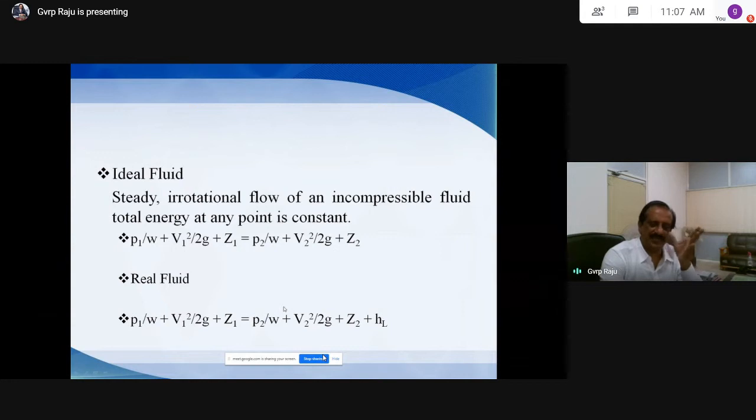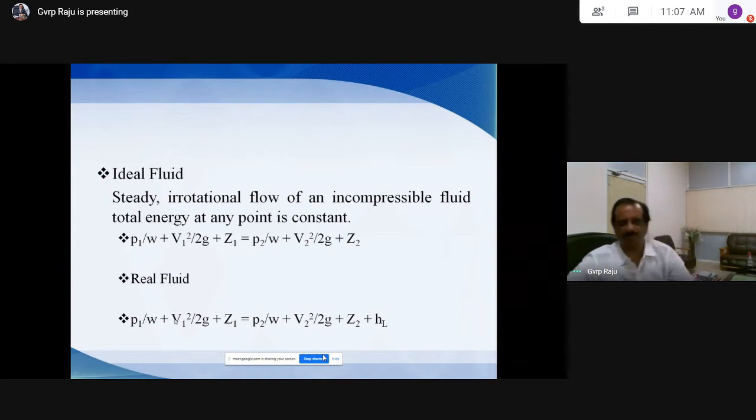To make the same total head here, you can consider losses here. HL is the loss of head due to losses. We can always consider another point when the flow is from 1 to 2. When the flow is from 2 to 1, this HL you need to consider here. So this is Bernoulli's equation, and it is very much required.